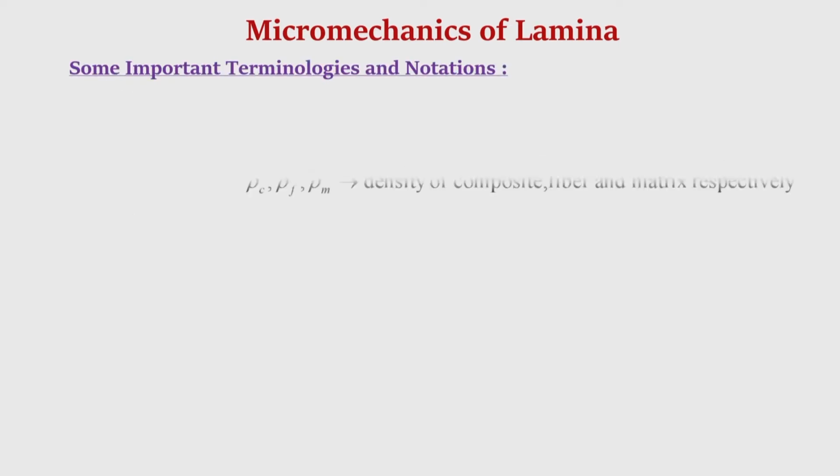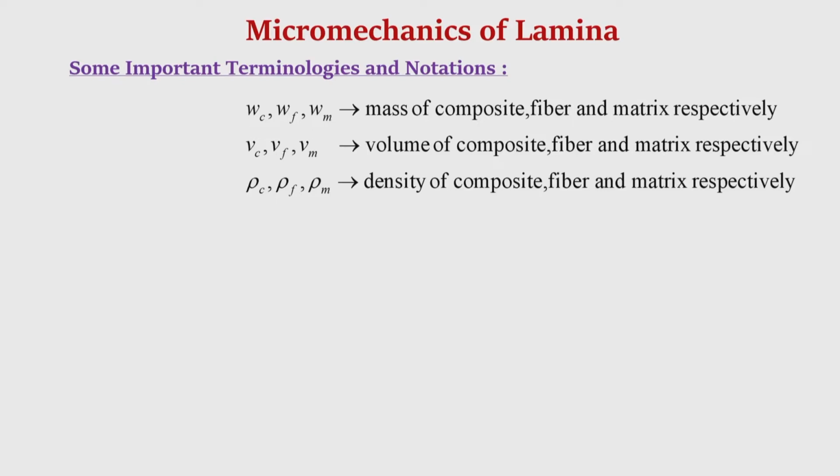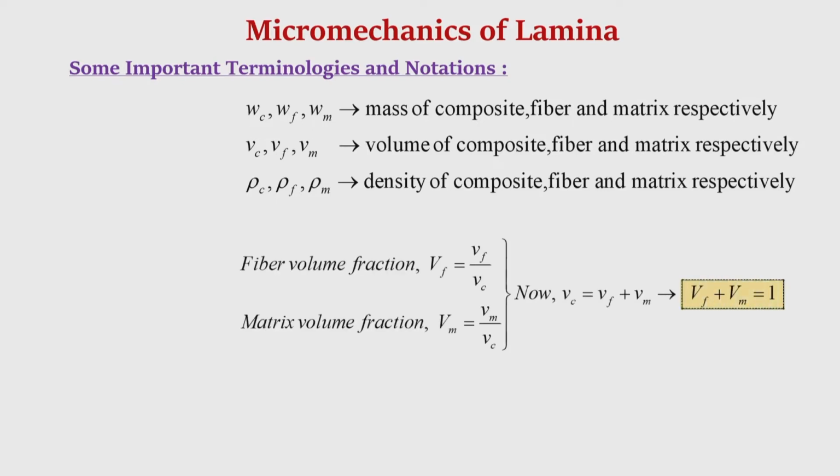Some of the important terminologies and notations which we will be using throughout this micromechanical analysis: small w stands for mass, suffix c stands for composite, suffix f stands for fiber, and m for matrix. So, Wc is the mass of the composite, Wf is the mass of the fiber, and similarly Wm stands for the mass of the matrix. Small v represents the volume, and similarly Vc is the volume of the composite, Vf is the volume of the fiber, and Vm is the volume of the matrix, and rho as usual stands for the density. So, rho c, rho f and rho m are the densities of the composite, fiber and the matrix respectively.